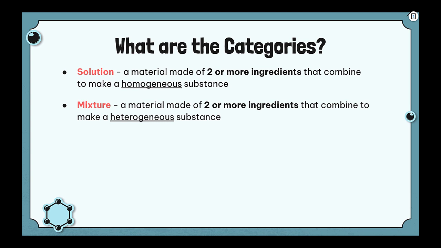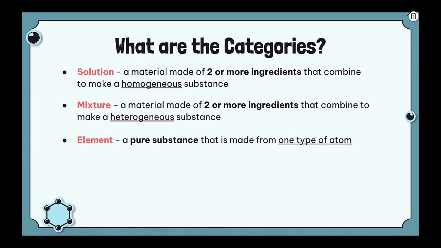As a contrast to a solution, we also have a mixture. A mixture is also made of two or more ingredients that combine to make a heterogeneous substance, meaning again, no matter how much we stir or combine, we would still expect to see those separate parts. We could take sand and water and mix them together, and we know that no matter how much we stir, we'll still see the sand eventually sinking down to the bottom of that container that the water is in.